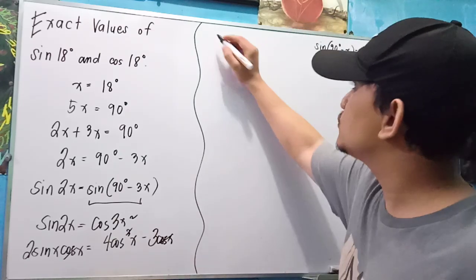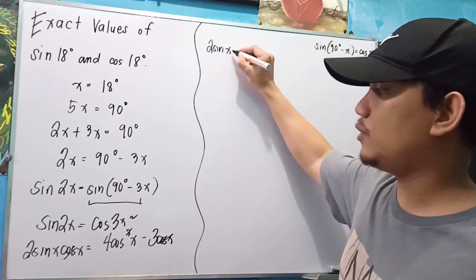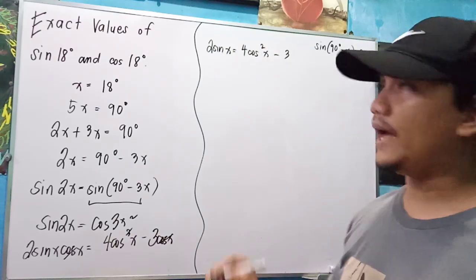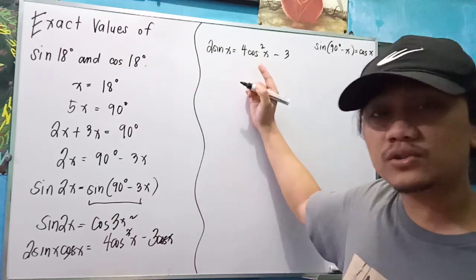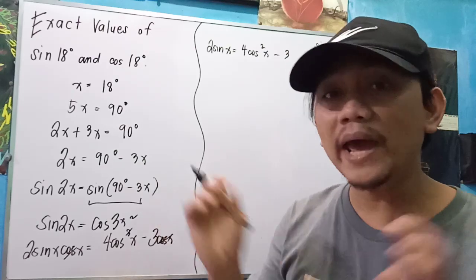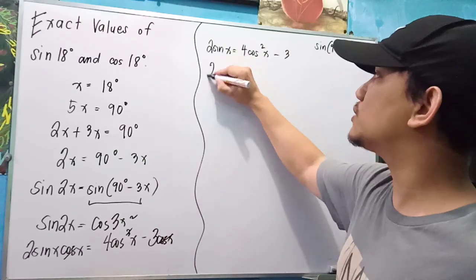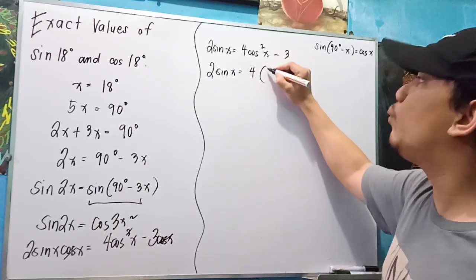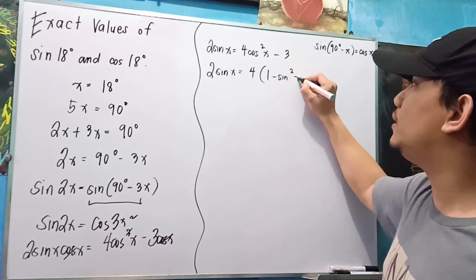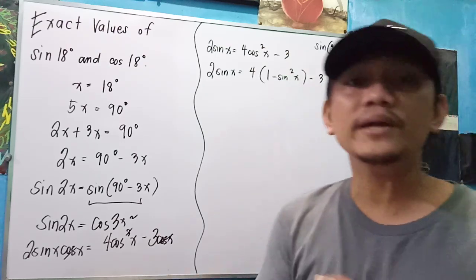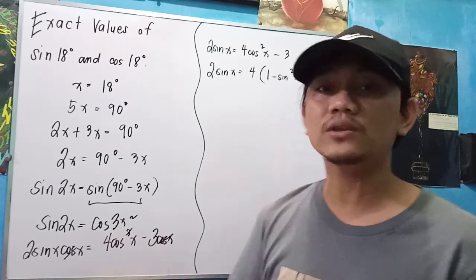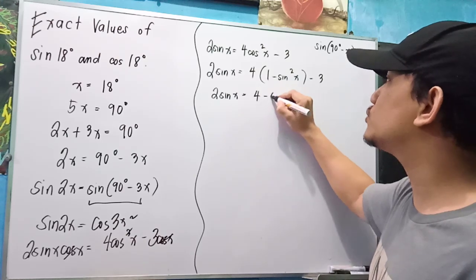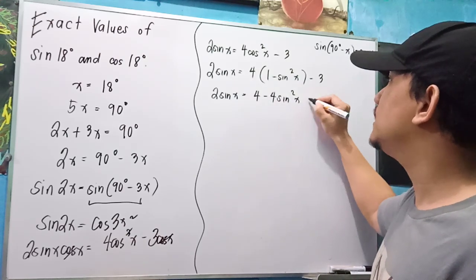So, what will happen? So, we have 2 sine x equals 4 cosine squared x minus 3. Kaya lang, sine x to, cosine squared x to. So, anong gagawin natin sa cosine squared x? Applying the Pythagorean identity. So, we have to change cosine squared x, mga Lodi, into 1 minus sine squared x, multiplied by 4. If you recall, the basic Pythagorean identity, sine squared x plus cosine squared x is equal to 1. Simplify natin mga Lodi cakes. 2 sine x equals 4 minus 4 sine squared x minus 3.